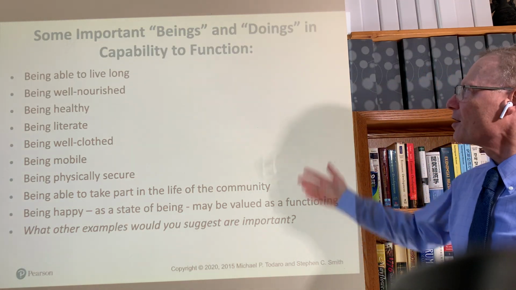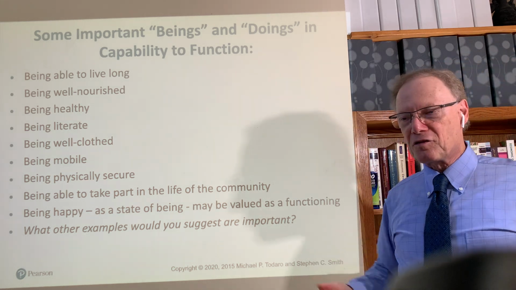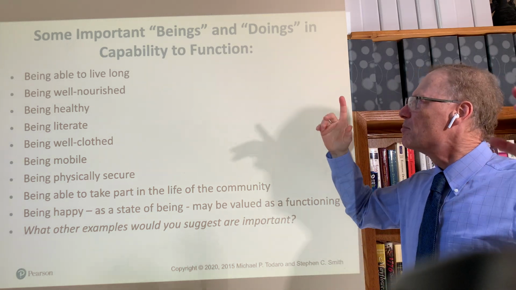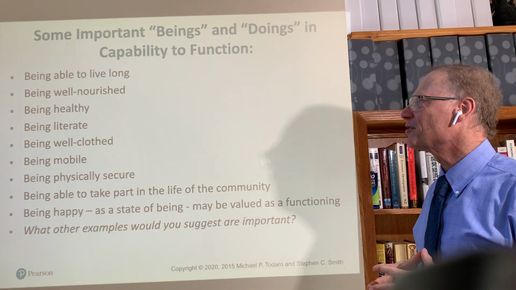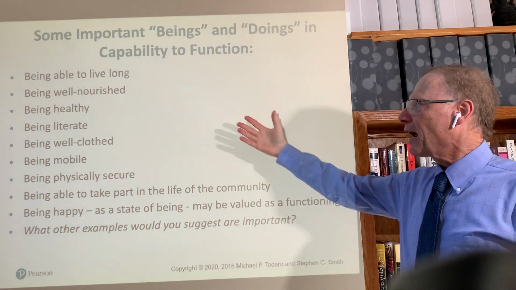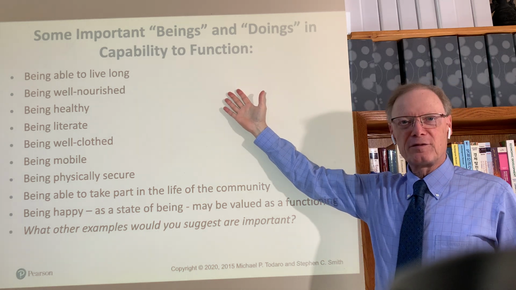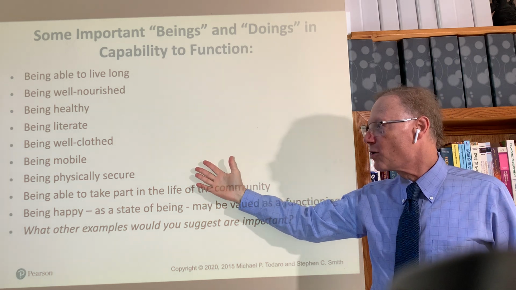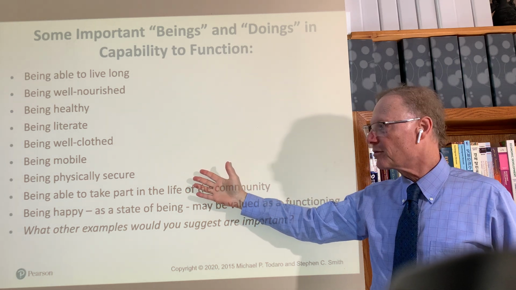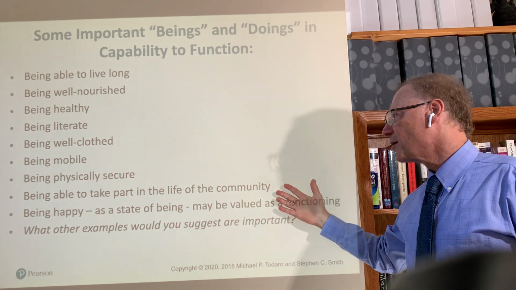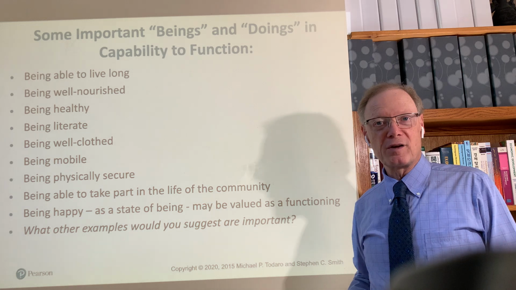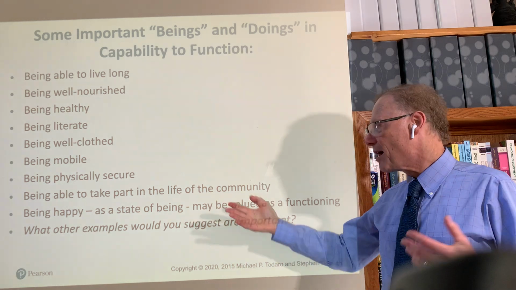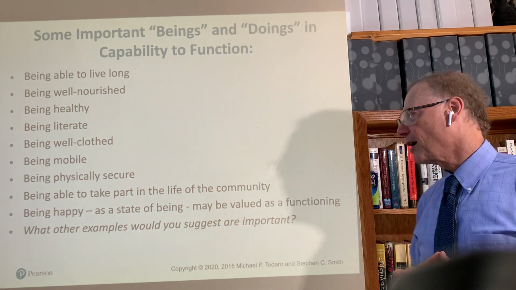And so in his approach, Sen often describes his functionings, choice among functionings and capabilities, as beings and doings, or not often, but he has characterized it in that way to simplify. So examples are being able to live long, being well-nourished, being healthy, literate, well-clothed, mobile, physically secure, so we come back to the problem of living in violent environments, being able to take part in the life of the community, so we get at the importance of social inclusion, and being happy, which, as a state of being, can be valued as a functioning.